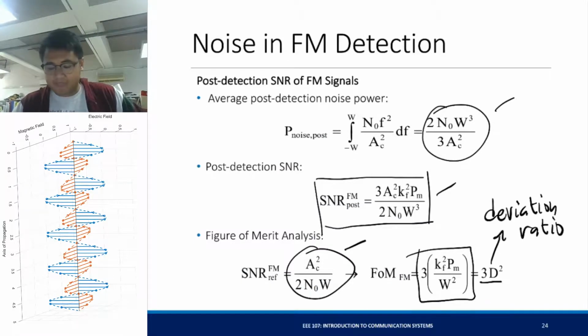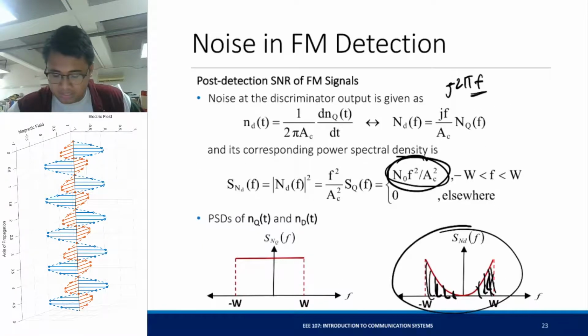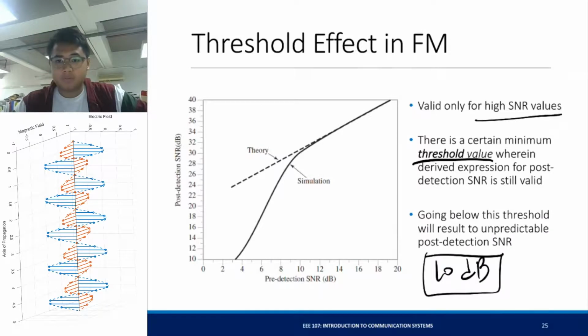Okay, and we compare this to AM. As you can see, FM has superior noise performance compared to AM signals. If you increase the bandwidth, which is directly related to the deviation ratio, so if you increase the bandwidth of an FM signal, you have superior noise performance. However, it degrades at some point because of this power spectral density.